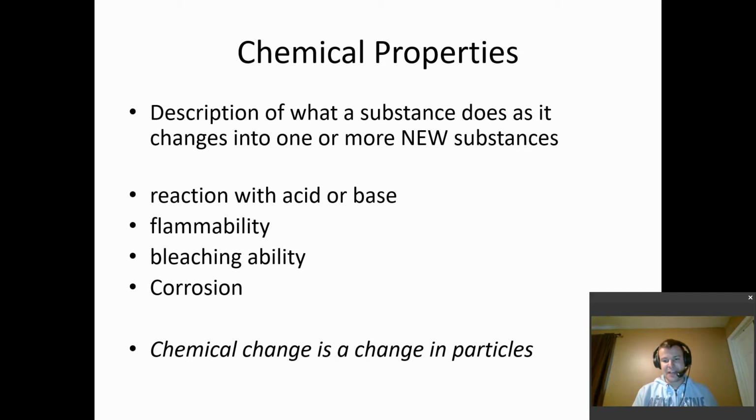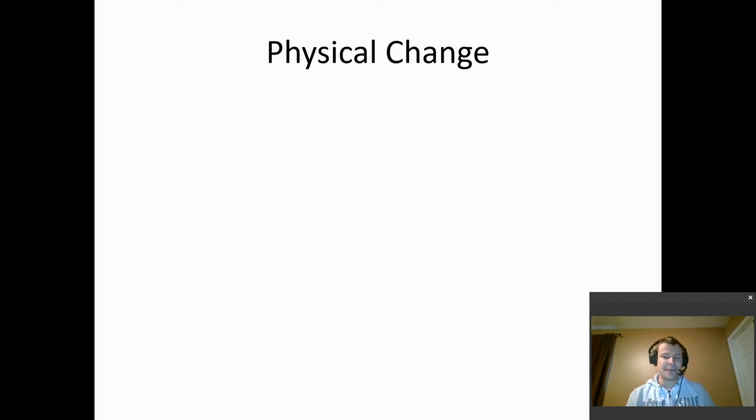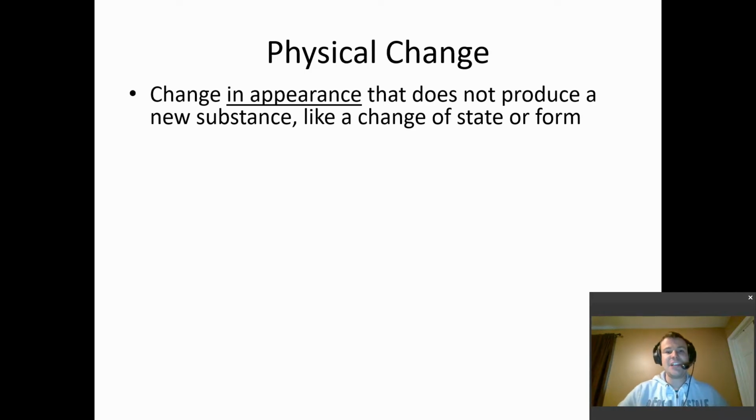So that brings us to the idea of change. When something changes, is it a physical change or is it a chemical change? These are related to the properties. A physical change is a change in the physical properties, a change in the appearance. You're not producing a new substance, you're just changing what it looks like or how it's described. You're changing the properties without actually changing the substance. A good example of this would be the phase changes. So when a solid melts and forms a liquid, that's a physical change.